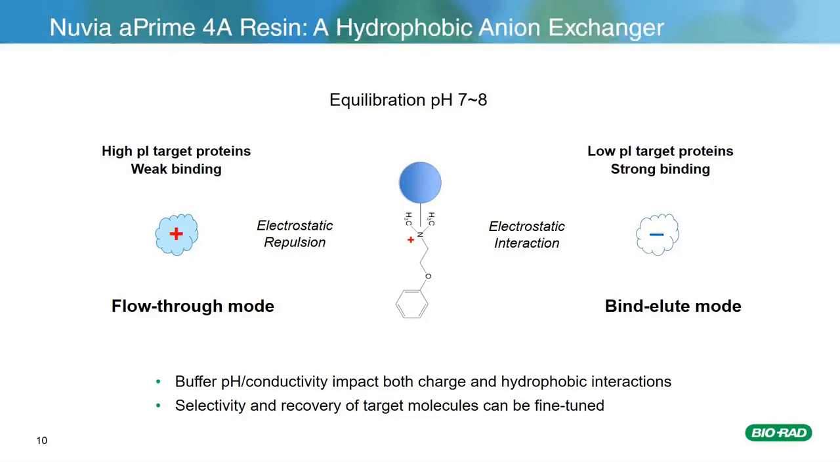Therefore, a bind and elute strategy will be appropriate for the purification of acidic proteins. Buffer pH and conductivity impact both charge and hydrophobic interactions. This allows us to fine-tune the selectivity and recovery for target protein molecules.